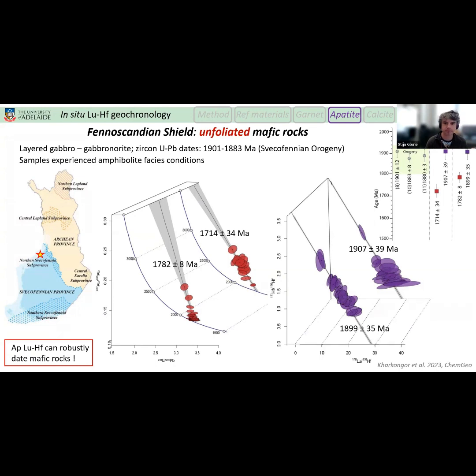So a bit of a summary, I guess, for the study area. These are the zircon ages here. These are apatite hafnium ages, and these are U-Pb ages. So clearly, the lead ages have been reset somehow after formation.